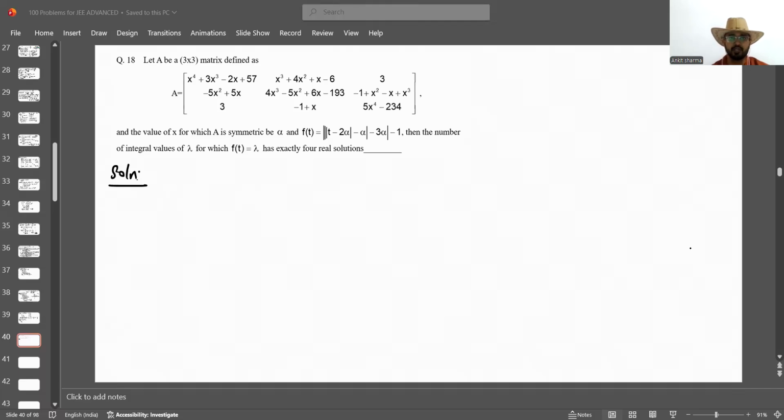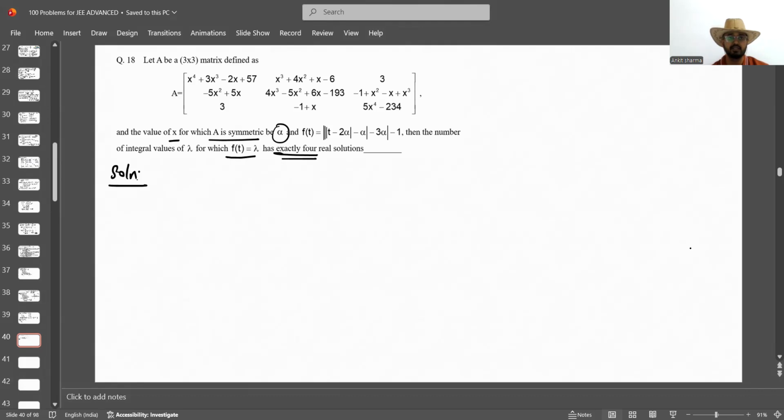Let's go for the next one. We now have a 3 cross 3 matrix, and the value of x for which A is symmetric. That value is taken to be alpha, and then we have to design one more equation f of t using this alpha. And then it is asking us to find the number of integral values of lambda for which f of t is equal to lambda has exactly 4 solutions.